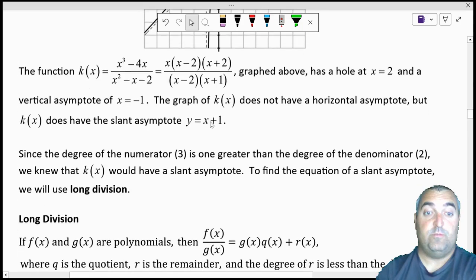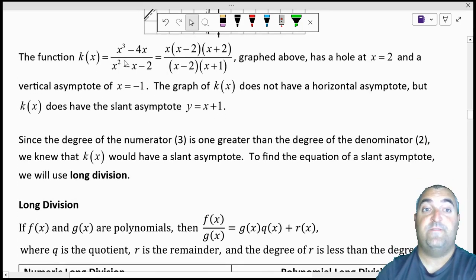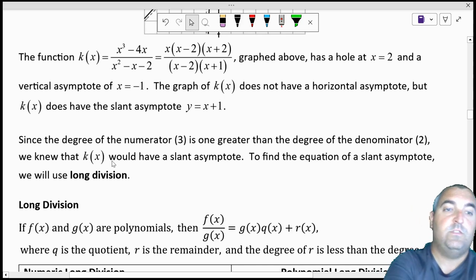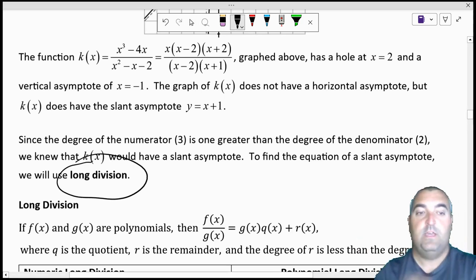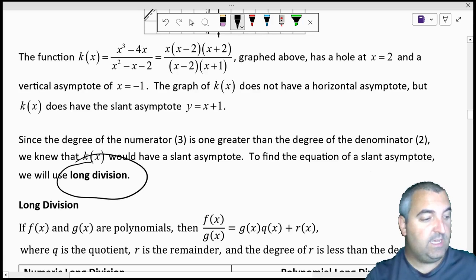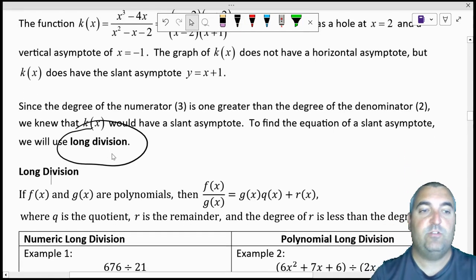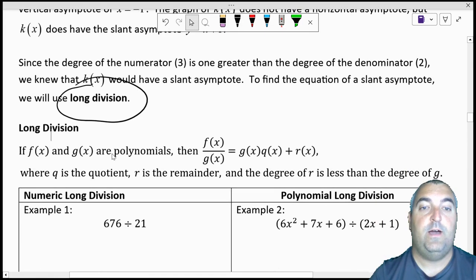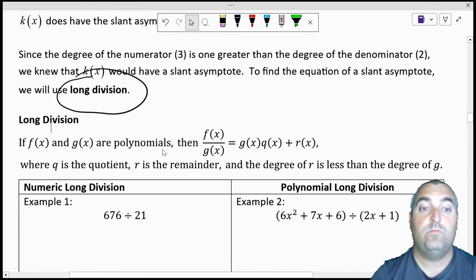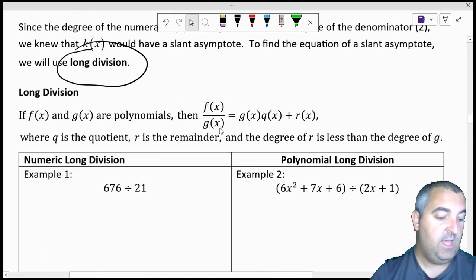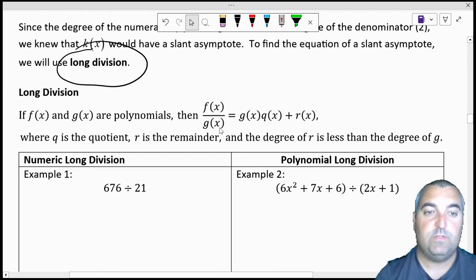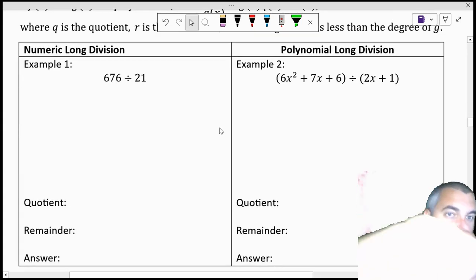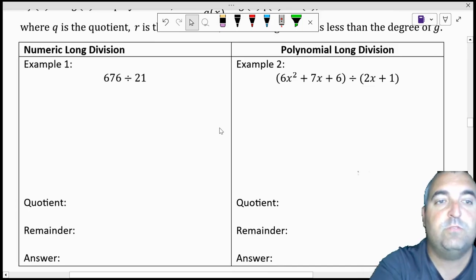All right, normally, though, to find this equation, you can't necessarily see it just from the graph. What we actually want to do is some long division. So that's what we're going to look at today, a refresher on how long division works. So first thing, let's start with numeric long division, just because it's very similar.